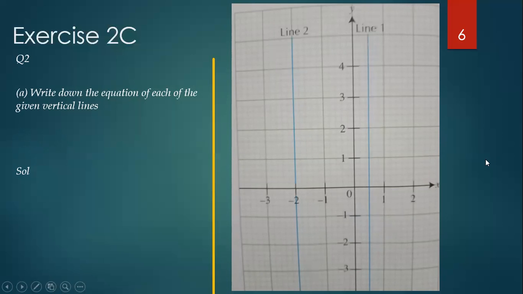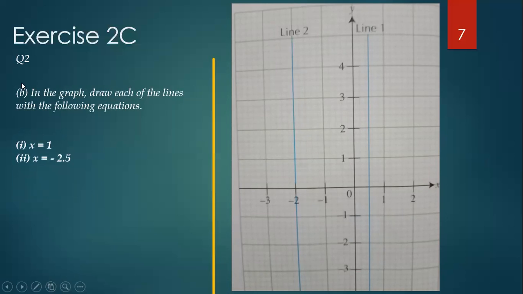So let's write the equation: x = 0.5. And where's the intersection point here of line 2? -2. So the equation for line 2 will be x = -2. Simple.